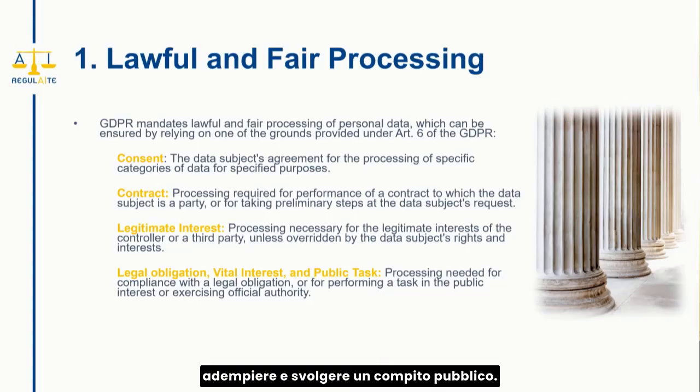And the last three grounds for the processing of personal data are legal obligation, vital interest, and public task, which means that data can be processed when it is required for the performance of a legal obligation, or to protect the vital interests of the data subject or of another person, or in order to perform a public task. Normally, these latter grounds are not used in commercial settings or by enterprises.